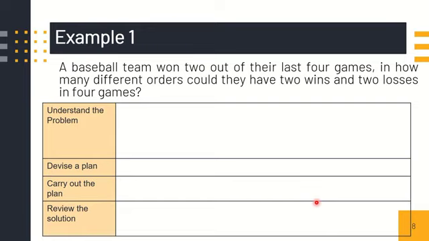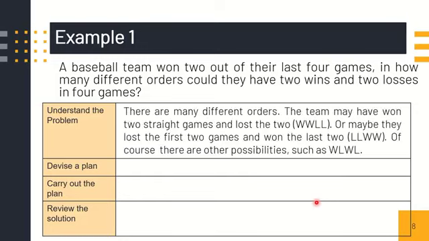So, ano ba dapat? Ano yung goal natin sa problem? To identify the orders kung saan meron dong 2 panalo at 2 talo yung baseball team. So, there are many different orders. The team may have won 2 straight games and lost the last 2, let's say the order is win, win, loss, loss. Or maybe they lost the first 2 games and won the last 2, like in the order loss, loss, win, win. Of course, there are other possibilities such as win, loss.